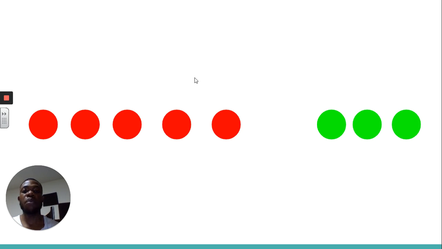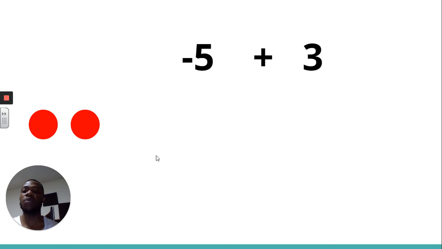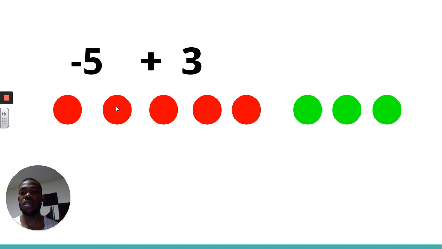To look at this from a mathematical perspective, to simplify this expression, negative 5 plus 3, I would have, again, negatives pairing out with positives. And what I have left are two negatives. Hence, negative 5 plus 3 is equal to negative 2. Let us look at this same question another way.